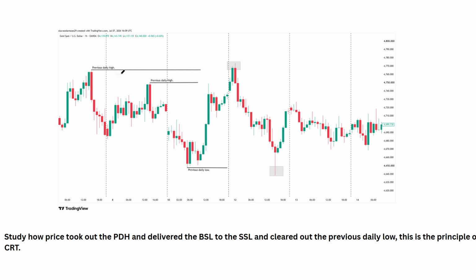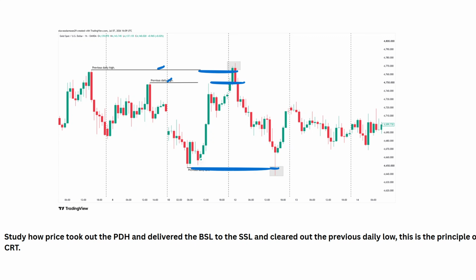So now I want you to study. Can you see how we took out the previous daily high here? And we took it out here. What happened next? Price delivered all the liquidity it took, all the way from here to here, and then delivered it until we took out this low. That is liquidity pairing action. That is CRT. That's liquidity pairing.